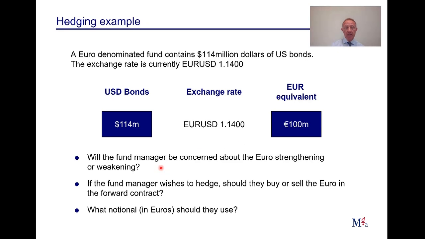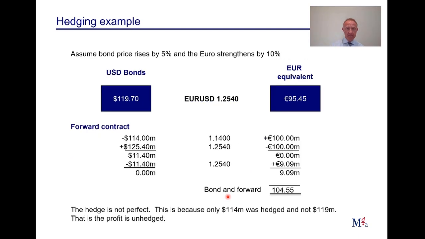The fund manager is going to be worried about the dollar weakening or the euro strengthening. And therefore, the hedge is to buy euros and sell dollars. The notional in euros that we need is 100 million. Now let's see what happens as the markets progress over time.